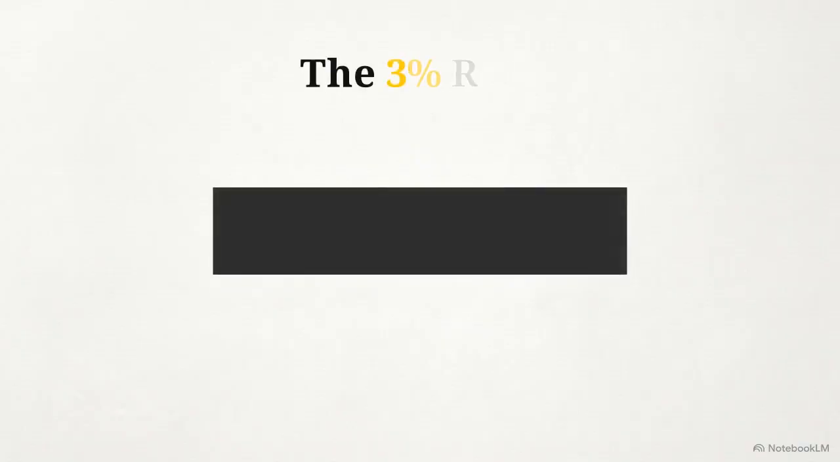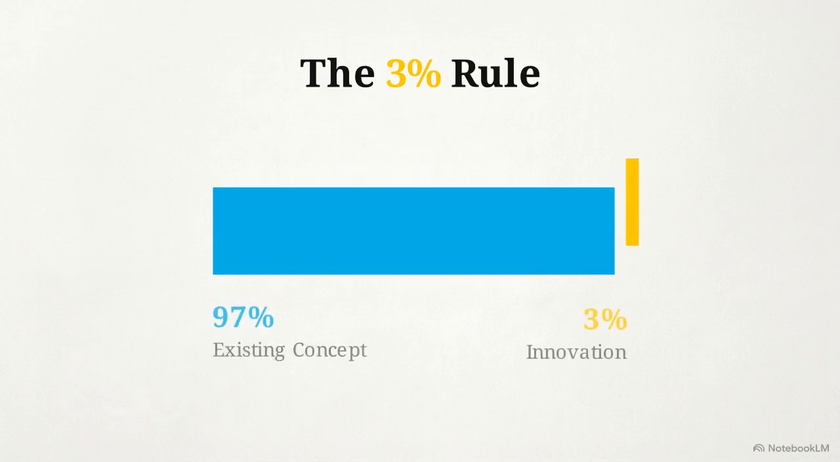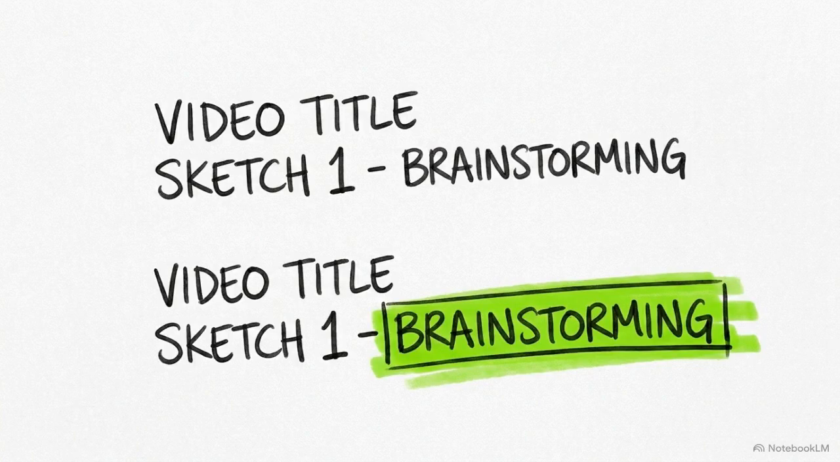We can look to the design philosophy of Virgil Abloh to understand how to adapt existing ideas with taste. Abloh utilized a 3% rule. He argued that altering 3% of an existing concept is sufficient to make it feel entirely unique. You can apply this by changing one variable.